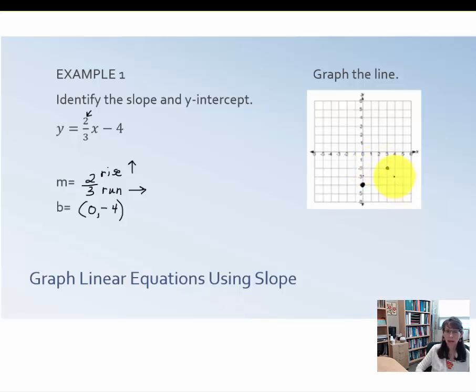Place another dot. We can keep rising 2 units and running 3 units, and now we're ready to draw the line. Our line, remember, has arrows on either end to show that it continues in both directions. So this is how we can use the slope and the y-intercept to graph a linear equation.